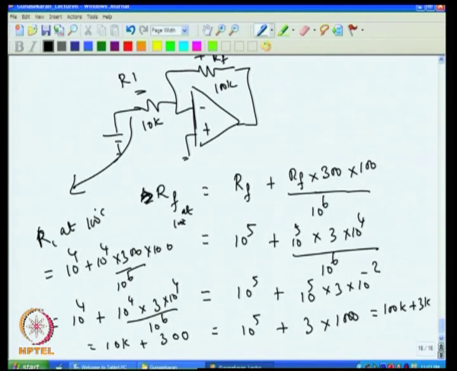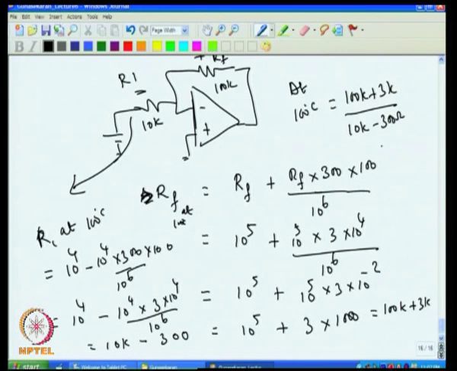So, this we want to take as a negative temperature coefficient. Eventually, if it is decreasing, then I should take it as minus. So, I am taking this as decreasing with temperature, so I am putting a minus sign. So, eventually it now turns out that at 100 degree C, RF has become 100 K plus 3 K and R1 has become 10 K minus 300 ohms.